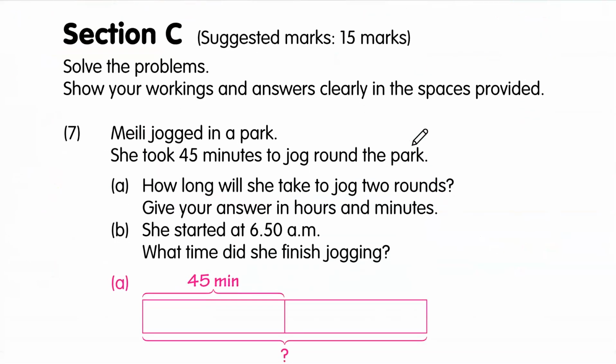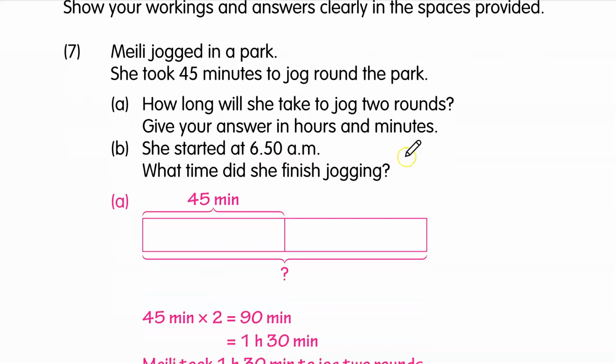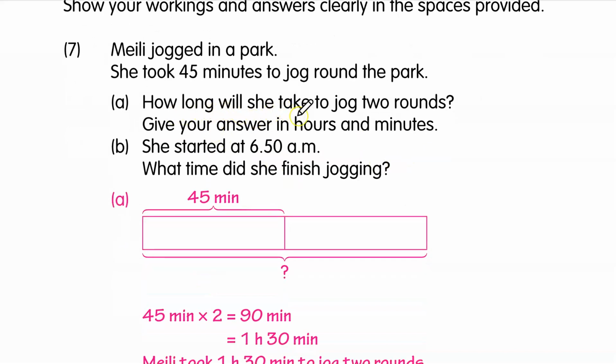Section C. Maylie jogged in the park. She took 45 minutes to jog round the park. How long will she take to jog 2 rounds? 45 minutes for 1 round. 2 rounds means 45 minutes times 2, which is 90 minutes.